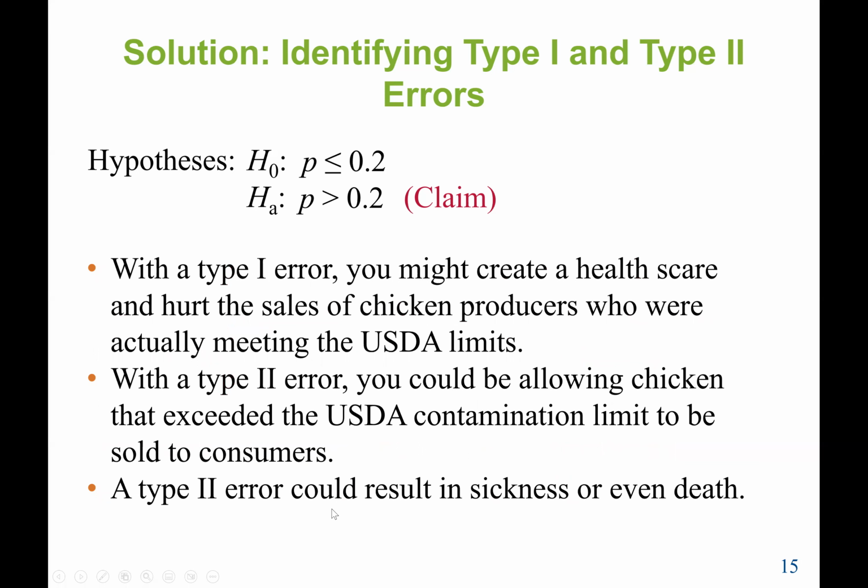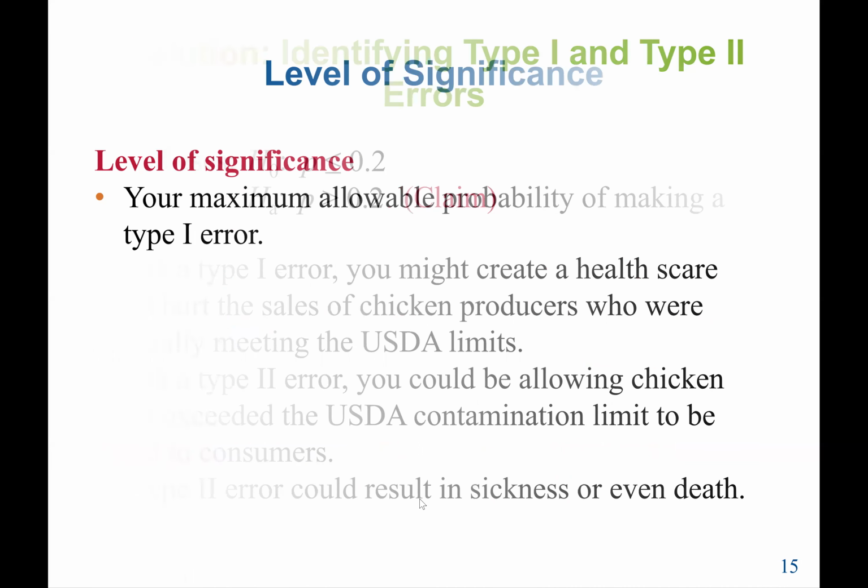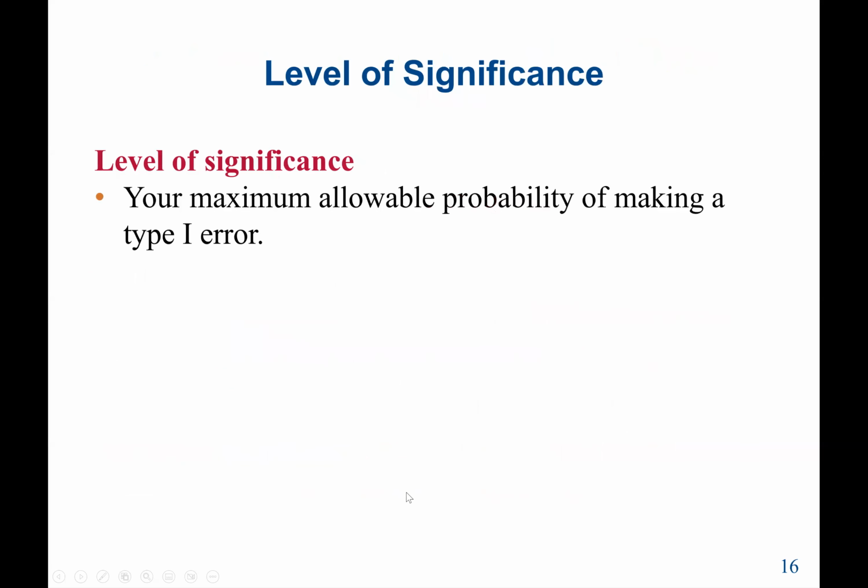So again, type 2 error could result in sickness or even death because we fail again to reject the false H0. Now, next is the level of significance. Here, the level of significance is normally the maximum allowable probability of making a type 1 error. So always we use alpha equal to 0.05.